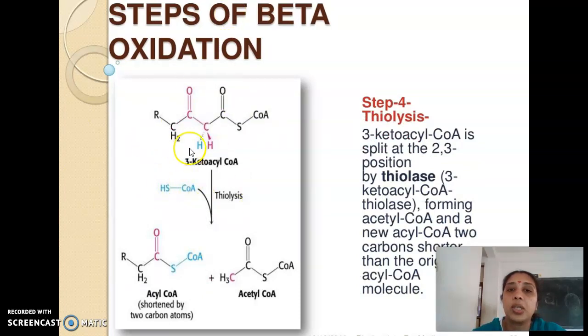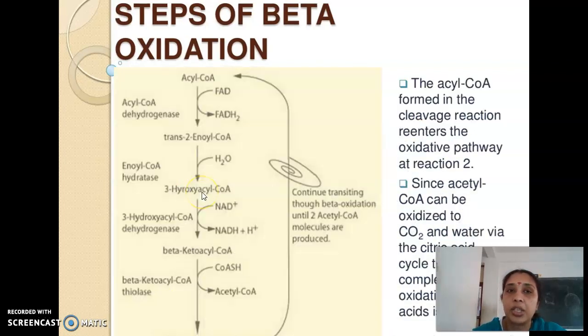What happens, the 3 keto acyl CoA is undergoing thiolytic cleavage so that CoA converts the fatty acyl CoA with 2 carbon removed, so that it is shortened by 2 carbon atoms, so that palmitoyl CoA is now converted into C14 fatty acid. Clear? So this is the reaction happening in the beta oxidation.